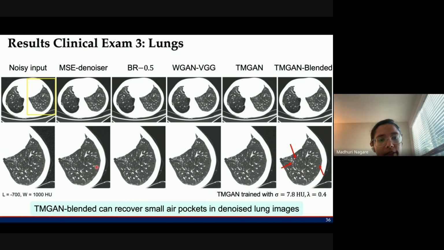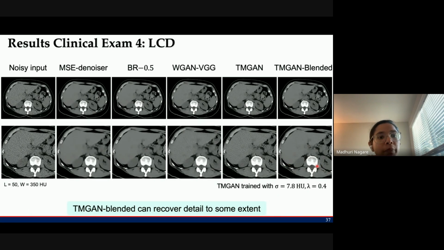We can see that these pockets get almost blended into the background in the mean square error. They are very clearly visible in WGAN VGG or the bias reducing loss function. For TMGAN, they get embedded in the noise. But with TMGAN blended, there is good texture in the lung, and these pockets are also clearly visible. So this method works even on different windows, lung images, and different organ images.